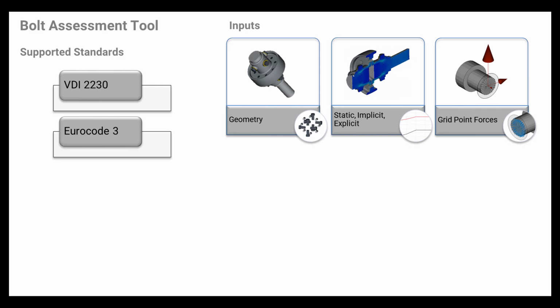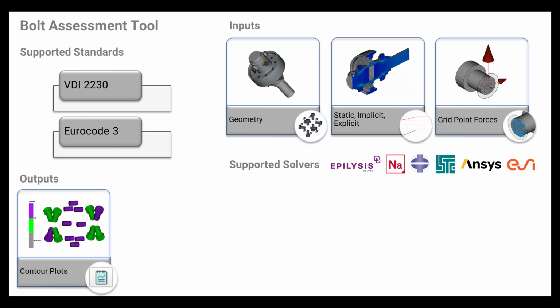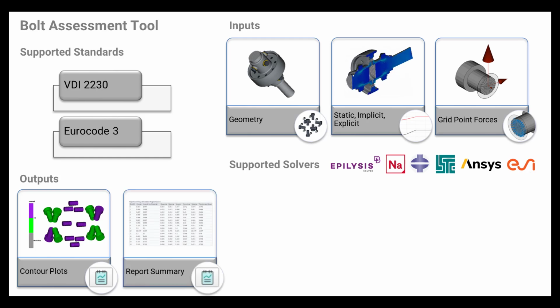From the individual nodes of a bolt cross-section, the average forces and moments can be found. In general, the tool evaluates grid point forces from Abaqus, Nastran, Abaqus, LS-DYNA, ANSYS, and PAM-CRASH solvers. Using the tool, contour plots showing the safety status of the bolts can be created on the model. Besides, a report summary is also available showing the values of each failure mode according to the standard used.